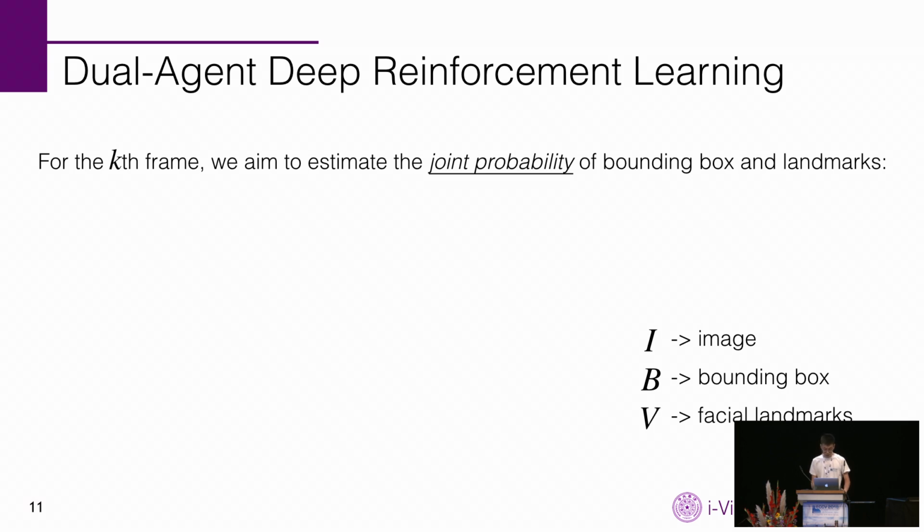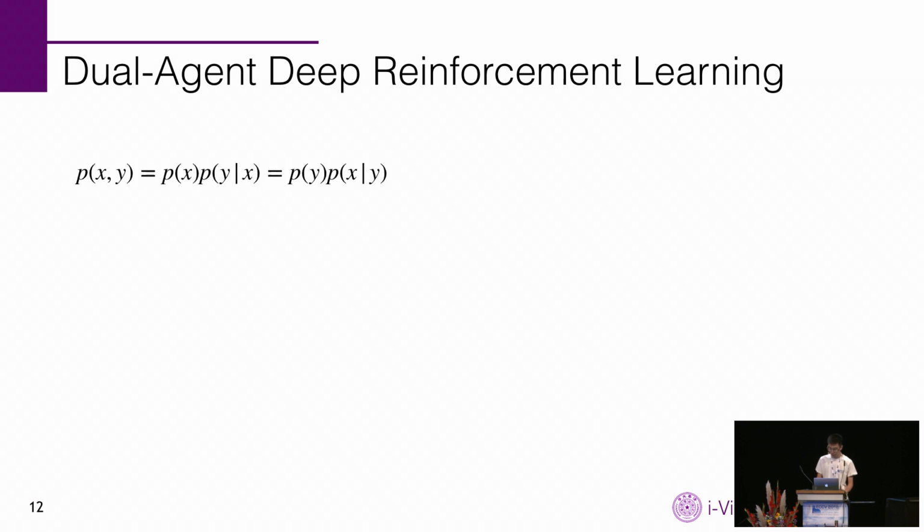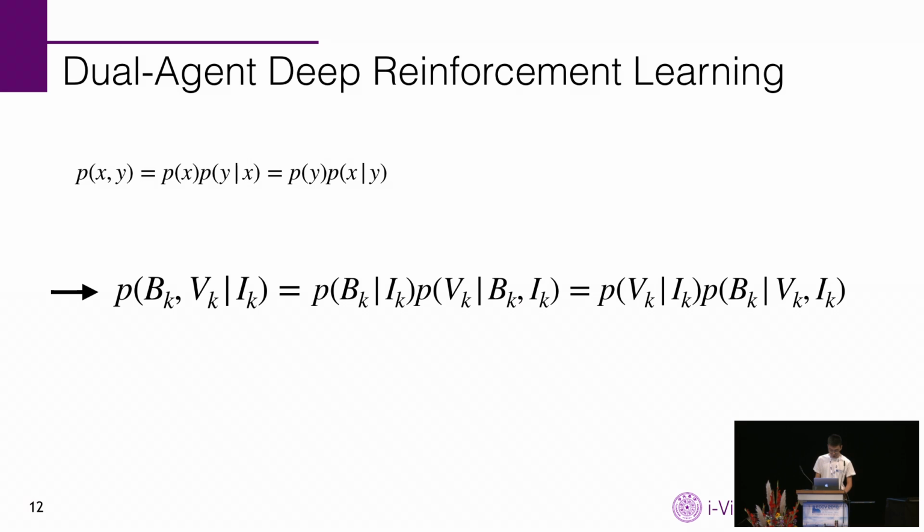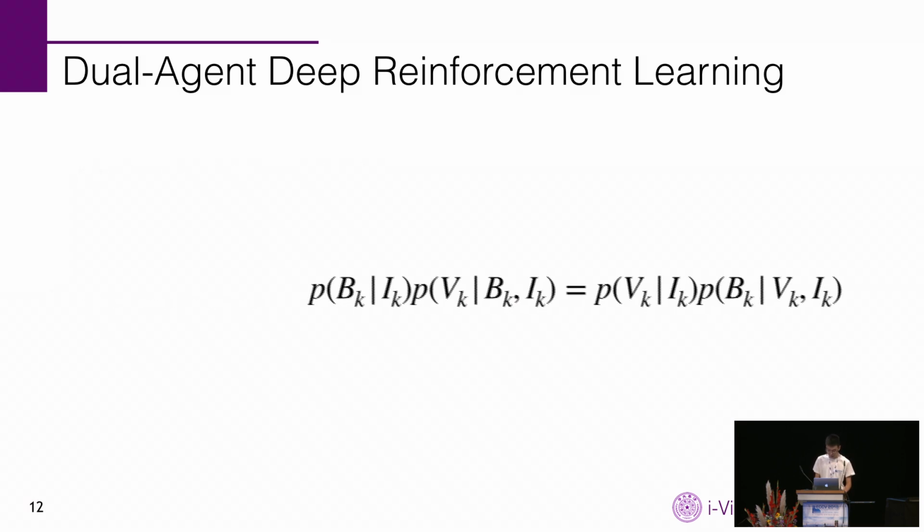For the kth frame in the face video, we have the image IK of the current frame, the tracked bounding box of the previous frame BK-1, and the landmarks of the previous frame VK-1. We aim to output the bounding box BK and the landmarks VK for the current frame. That is the output joint probability under the condition of the inputs. Following the Bayesian theory, the joint probability could be derived as follows in two equivalent ways.